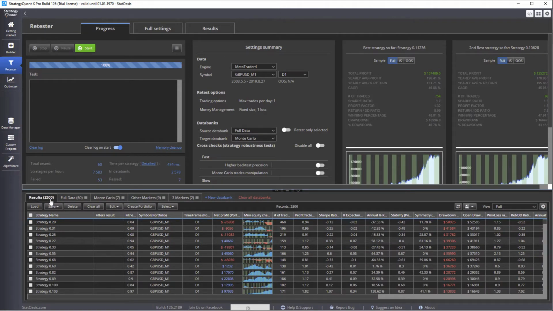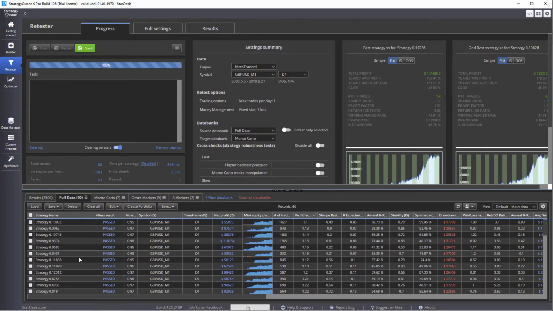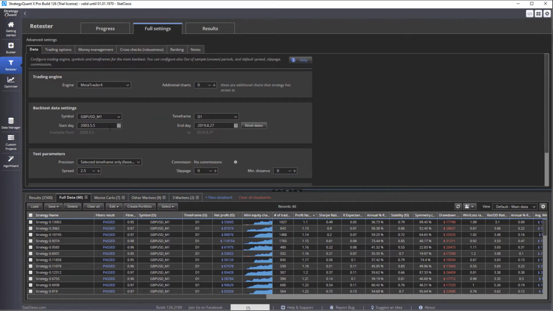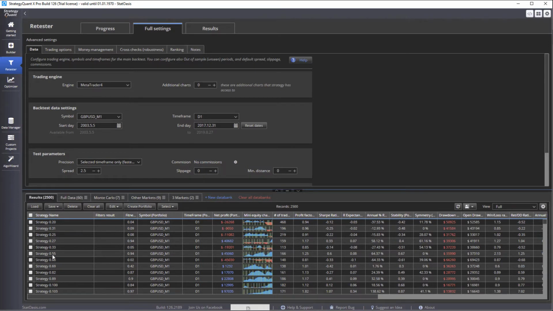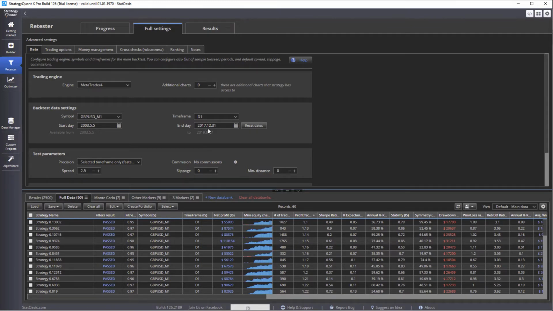And these are the same strategies. Then I tested on the full data. So full data meaning it goes from 2003 to, I actually picked December 2017. So I kept everything the same, I just changed the date. So now we're testing the same strategies with the same logic on the full data available. And I left the rest of the data as another out of sample.